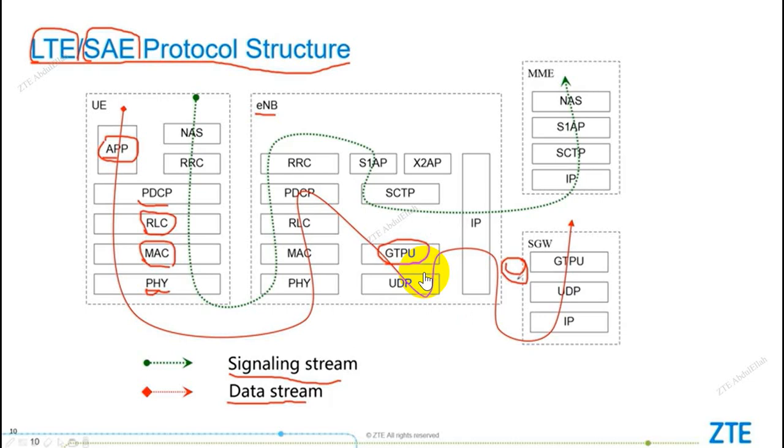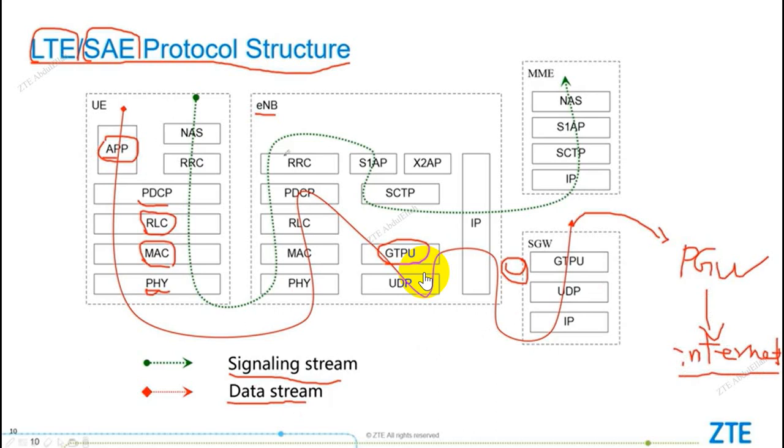After that, the SGW will unpack, and then the SGW also needs to pack again and send the data to the next station. The next station is the PGW, so the SGW sends to the PGW. Then the PGW sends your data to the internet, because the PGW is connected to the internet. After sending to the internet, your data transmission is finished. So this is the data stream.